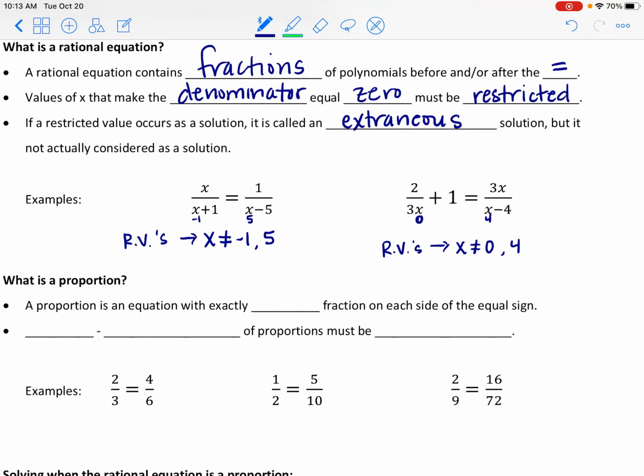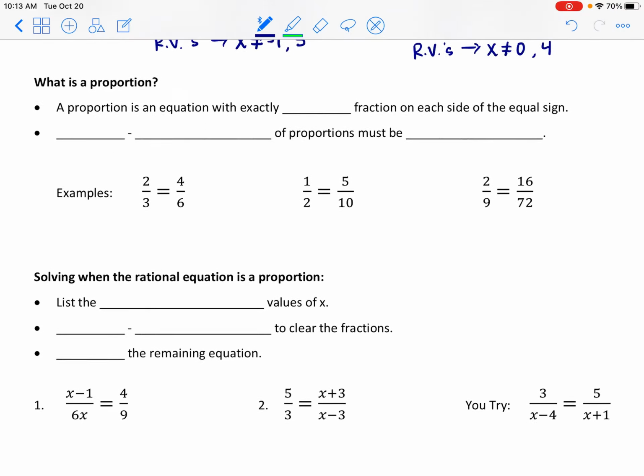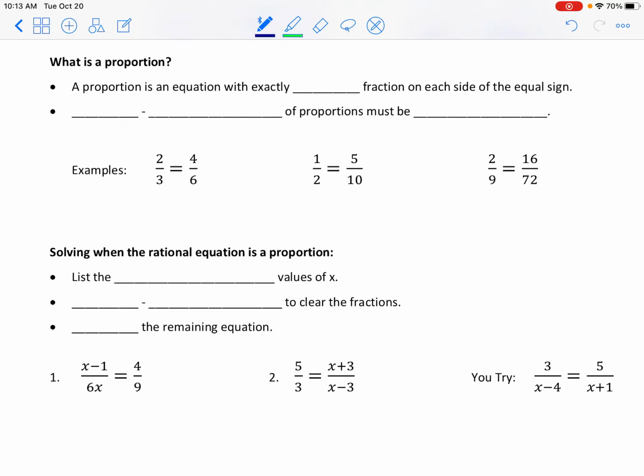Okay, now there are two types of rational equations that we're going to solve. We're going to focus on one of those in this topic, and those are proportions. So a proportion is the easier of the two types to solve. A proportion is when you have an equation with exactly one fraction on either side of the equal sign. So one fraction equal to one fraction. So if you have exactly one fraction on either side of the equal sign, then those fractions are proportional. And proportions are nice. So these are three examples of proportions.